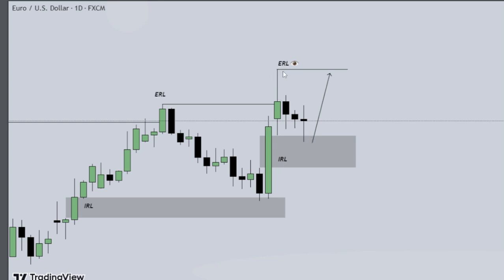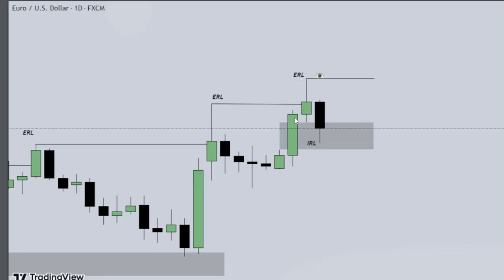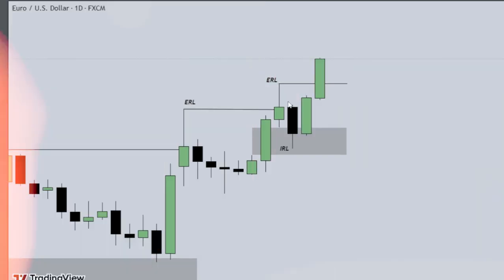Market took out this internal range liquidity, and now we are expecting that market will take out this high, that is external range liquidity. Market took out the external range liquidity. Now again, the same process: we are aiming for this internal range liquidity, the gap between the first candle wick and the third candle wick. After taking this fair value gap, what are we looking for? This external range liquidity, this high. Okay, market took out this external range liquidity also.